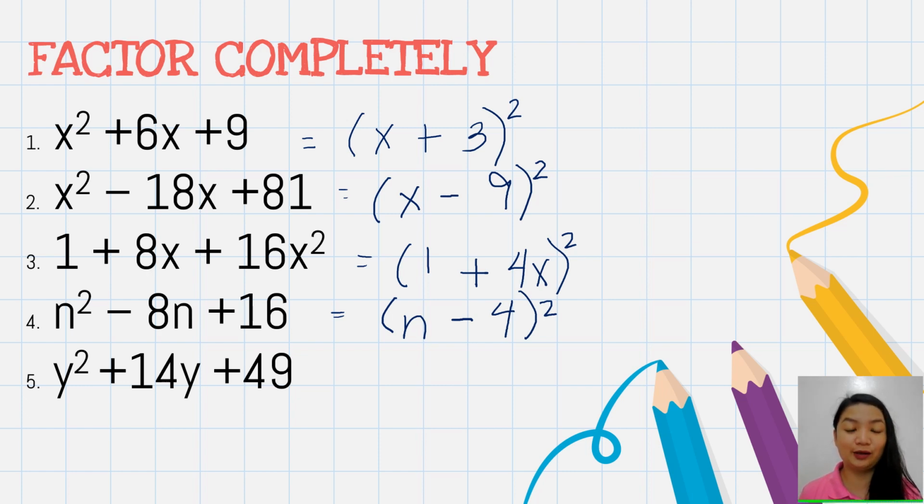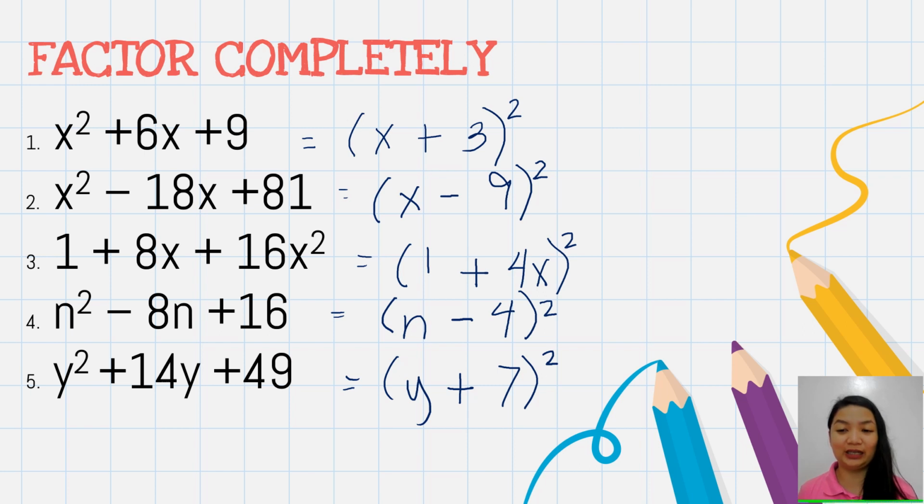And then lastly, we have y squared plus 14y plus 49. What is the square root of y squared? Yes, it's y. Square root of 49? Correct. That is 7. And then we copy the sign of the middle term. So that is how we factor perfect square trinomial.